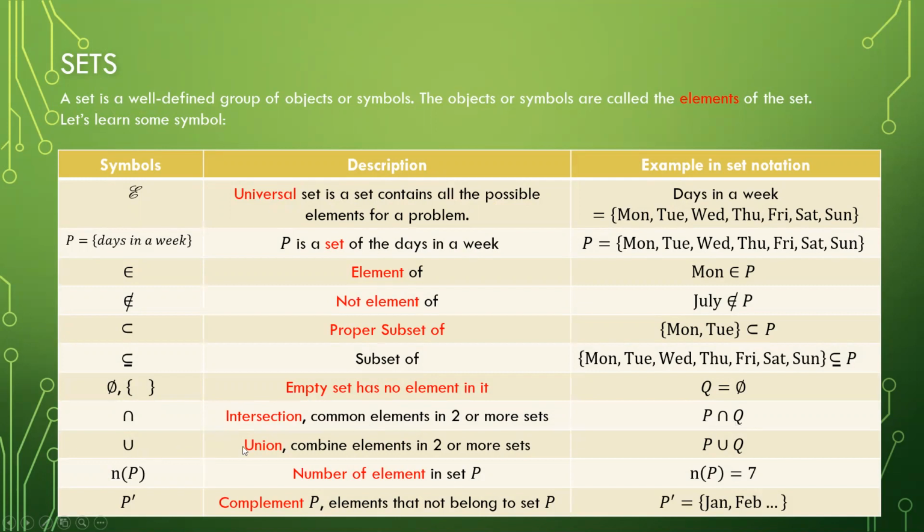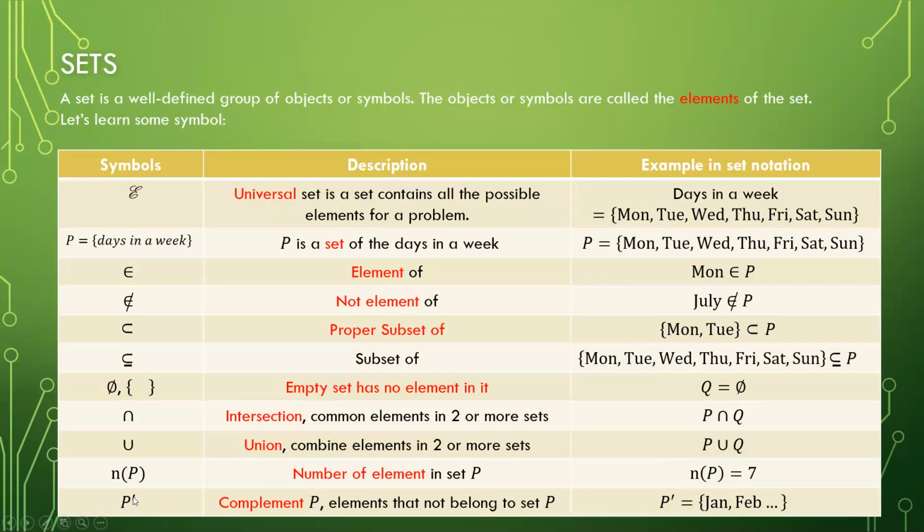This symbol will be union, when you combine them. n(P) is when we are counting how many elements are inside P. Just like for this case, we have 7 of them, Monday until Sunday. So we have 7 as the answer. You can see there is no bracket here. That means 7 is a number to tell you how many elements are inside P, all right?